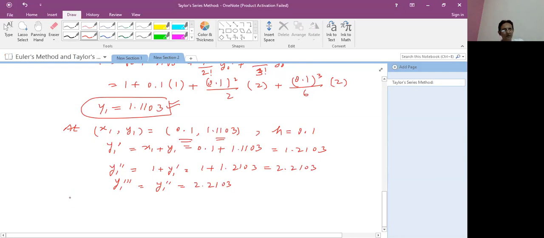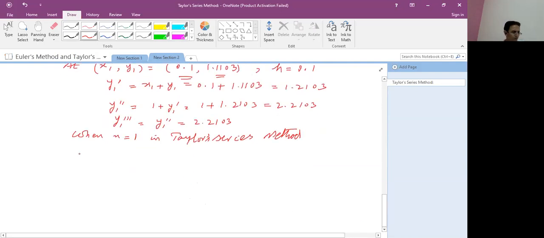So again we apply the Taylor series method when n is equal to 1. Student, we will put here y2 is equal to y1 plus h times y1 prime plus h square upon 2 factorial y1 double prime plus h cube over 3 factorial y1 triple prime, then stop.